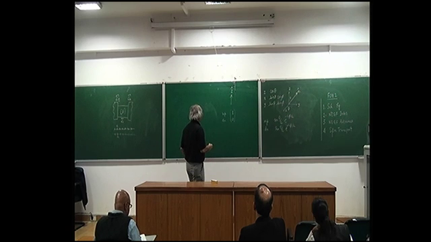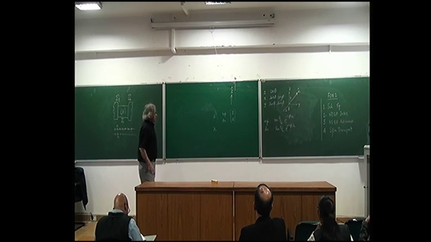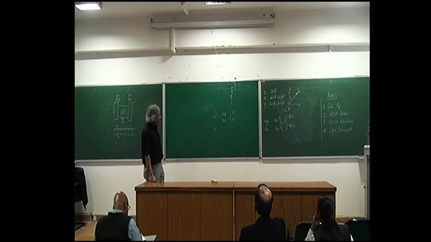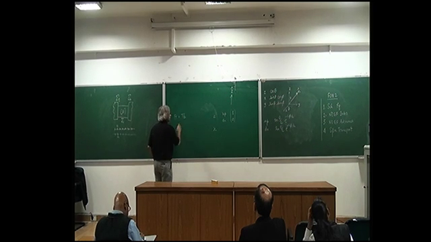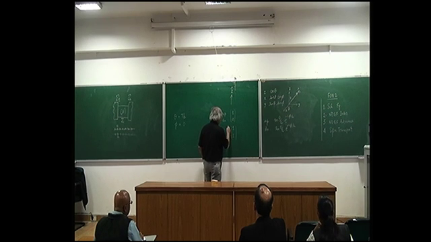Now, what if it was pointing along the x direction? What is theta? 90 degrees, pi over 2. And phi is 0. So what would the components be? 1 with a 1 over root 2 inside.